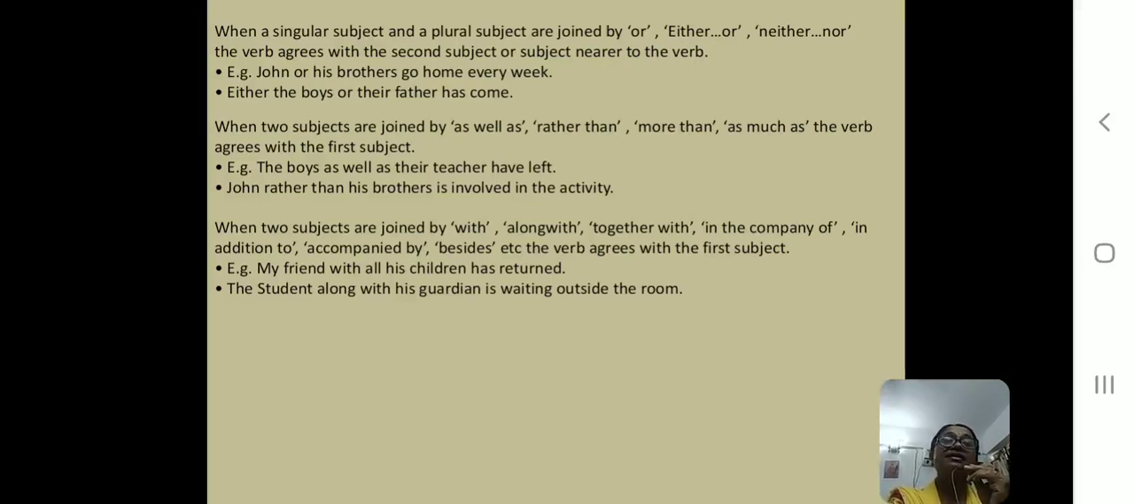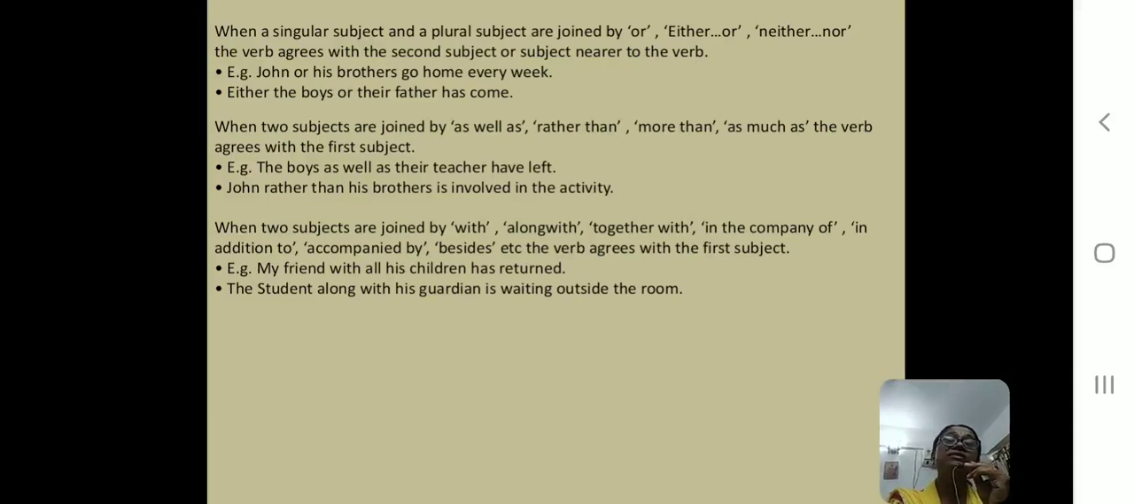John, rather than his brothers, is involved in the activity. So John rather than his brothers. The first subject is John, so I am using the singular verb is in this sentence: is involved in the activity.